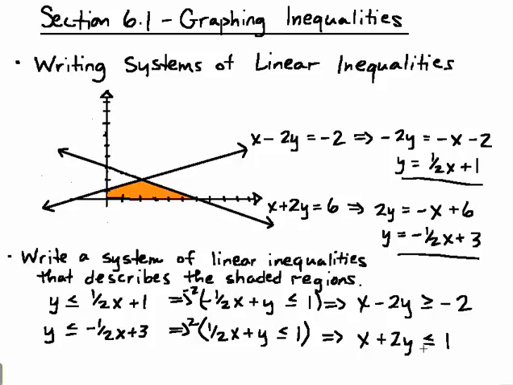So those are the inequalities of those two boundary lines. But notice that the orange region does not keep going. It stops at the x-axis and at the y-axis. So it's also bounded by those two axes. And the equation for the x-axis is y equals 0. Okay, but the orange region is above y equals 0, so we would write that as y greater than or equal to 0. And then the y-axis is x equals 0.